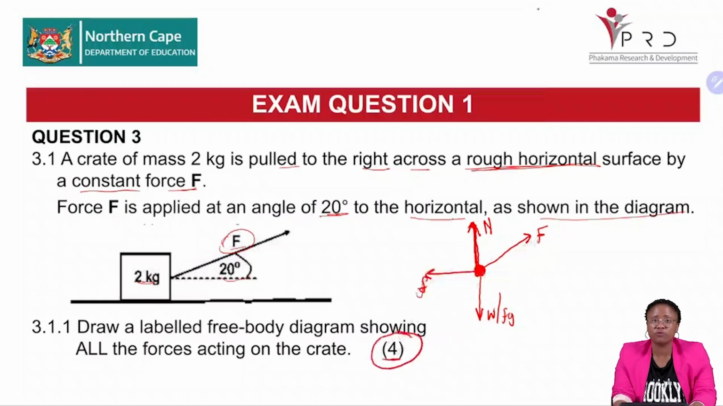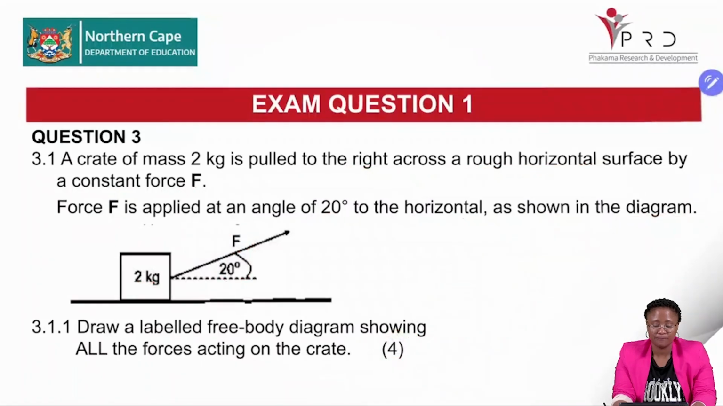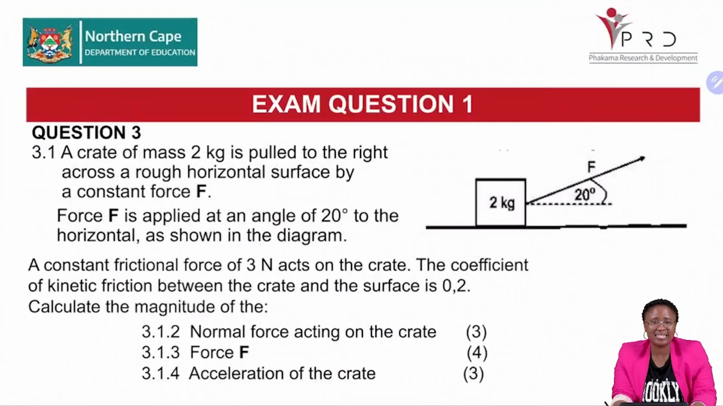Why is my friction force going to the left hand side? Because the force applied is going to the right hand side and the object is accelerating to the right. Very important to know that. Now guys, now that we did 3.1 together, I'm just quickly going to give you 3 minutes to try to do this question alone, and let's see if we can get it right.